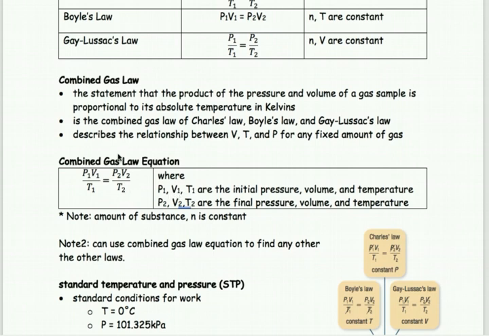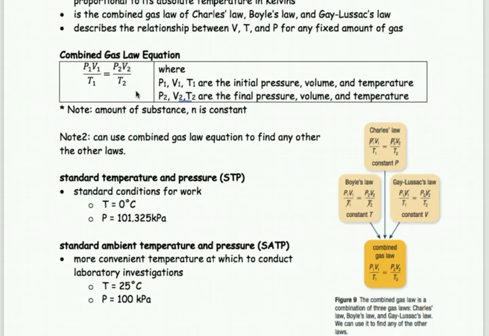If you take a look, it looks like the dilution formula, right? There's a lot of stuff going on here. Think of the 1 as being initial, and the 2 as being the final values and so forth. P represents pressure, V is volume, T is temperature.